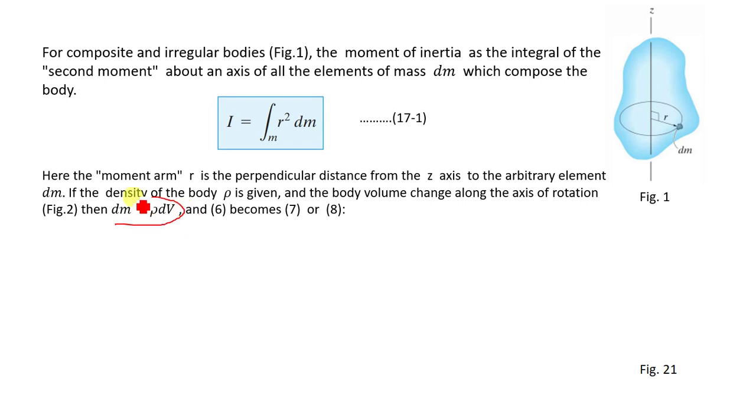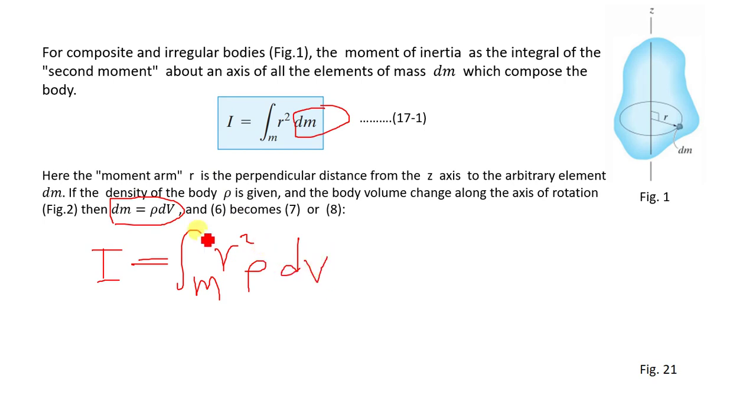So now if you have this, don't you think that you can replace the dm in this equation? Meaning you are going to have the moment of inertia equal to the integral of r squared, where there's dm, we put rho dv. So this now changes. You can integrate this r squared with respect to v. This rho is a constant, so you can remove it outside and just integrate r squared dv. So this is what you simply have to know.